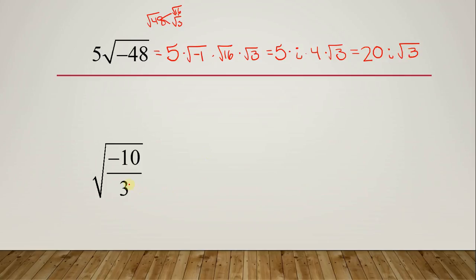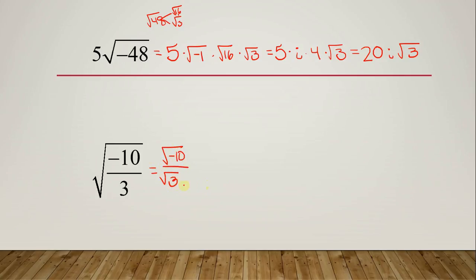Let's look at the last one of this area here. Now notice, guys, there is a fraction under a radical. That is a big no-no. So what you want to do is break that into two separate little radicals. So I'm going to have square root of negative 10 over the square root of 3.